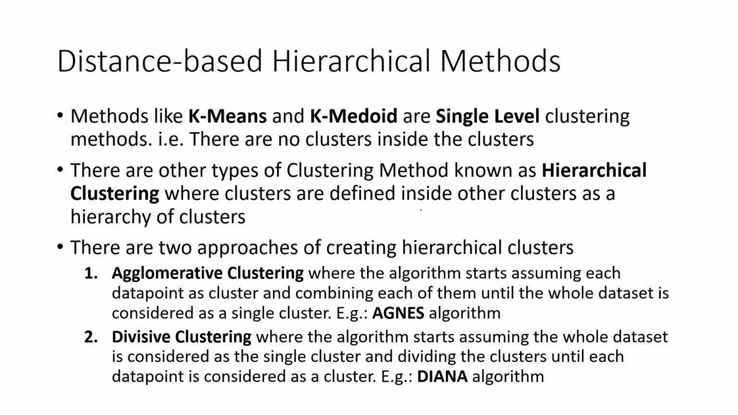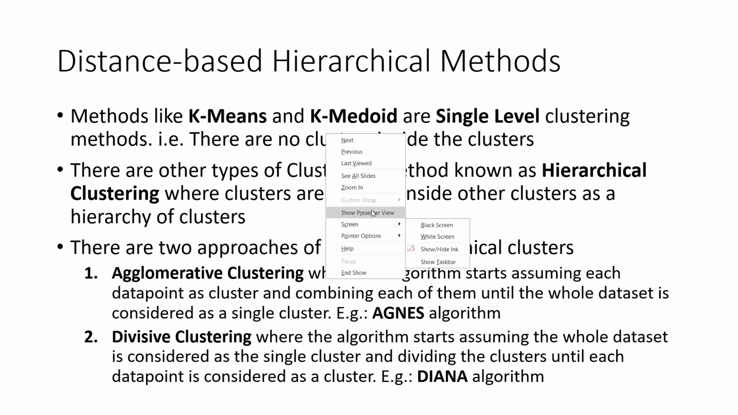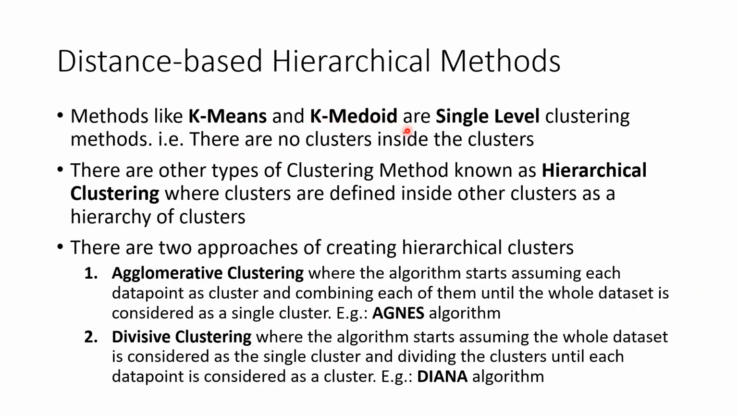And also, instead of using k-means clustering, there are other clustering algorithms like k-medoid clustering, right? So you can learn it by yourself. These are single level clustering. Single level clustering means there are no clusters inside another cluster, as I have shown earlier. Okay? Another type of clustering is, as I have mentioned, hierarchical clustering. There are two types of hierarchical clustering known as agglomerative clustering and divisive clustering.